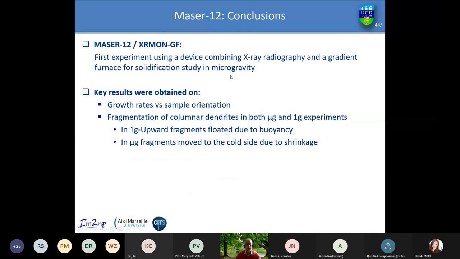So the first experiment using a device combining X-radiography and a gradient furnace for solidification study in microgravity was performed, and results were published on the growth rates versus the experimental conditions. In both cases, there was fragmentation of columnar dendrites, but in 1G, they floated upwards due to buoyancy, but in micro-G, they actually moved slightly to the cold side towards the columnar front due to shrinkage, which is a non-gravity related effect. It's just due to volume contraction on solidification.